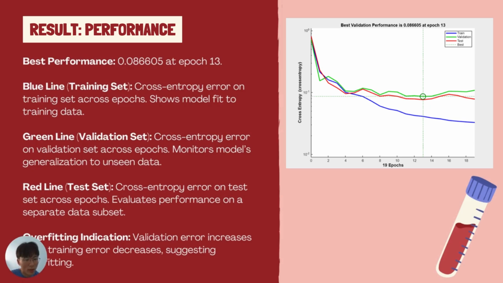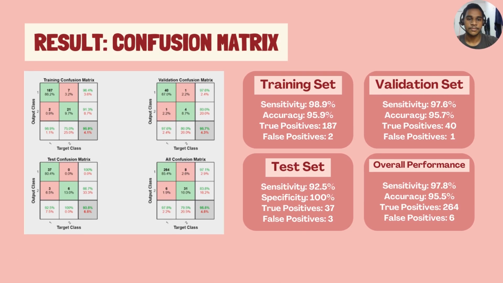So based on this overall diagram, we can make a simple conclusion: this model is overfitting, because the validation error increased while the training error decreased. So this is overfitting. Okay.